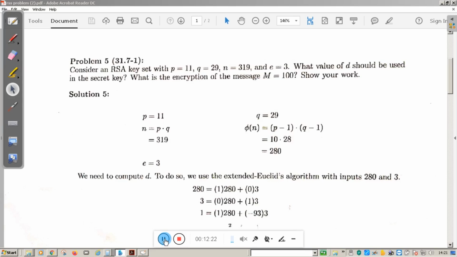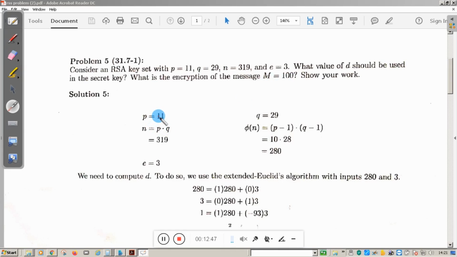So students, we will see one more problem now. The problem statement is: consider an RSA key set with P equal to 11, Q equal to 29, N equal to 319 and E equal to 3. What value of D should be used in the secret key? What is the encryption of the message M? The value of M is equal to 100.